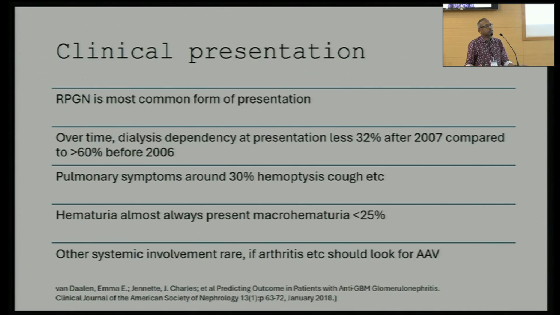And pulmonary symptoms are seen in about 30% of patients. Fortunately, that is also good because pulmonary symptoms sometimes define the disease and the patient may die before you can even treat it. Microhematuria is almost always present, but macrohematuria is present in about 30% of patients. And if the patient has significant other systemic involvement like arthritis, we should always be looking for other associated ANCA vasculitis, because by itself the disease usually affects only the lungs and the kidneys.